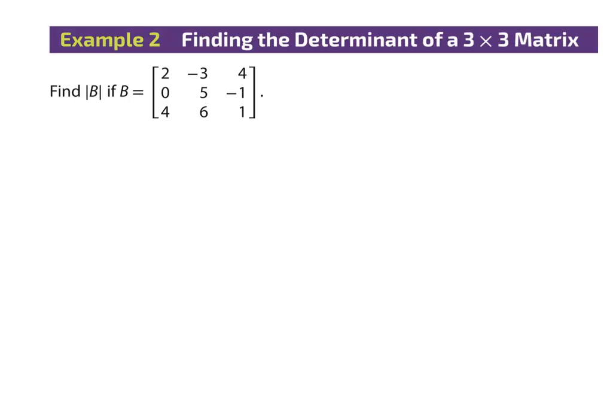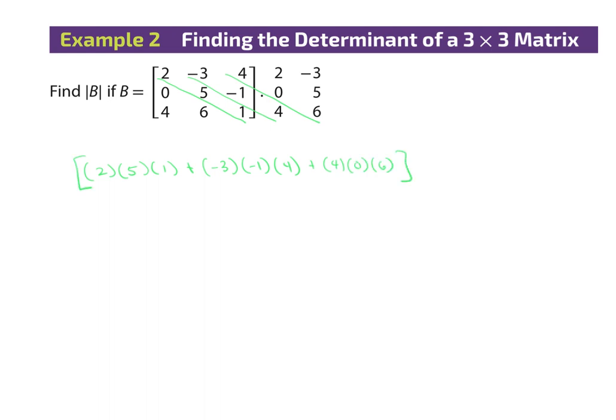And so we're going to do one that way, just so you can see it. So if I were doing this, I would copy these first 2 columns and slide them over here to create something like that, right? And then I would do the product of the first set of diagonals. So I would say 2 times 5 times 1 plus negative 3 times negative 1 times 4 plus 4 times 0 times 6. All right, and that is one group, right? You have to group them.